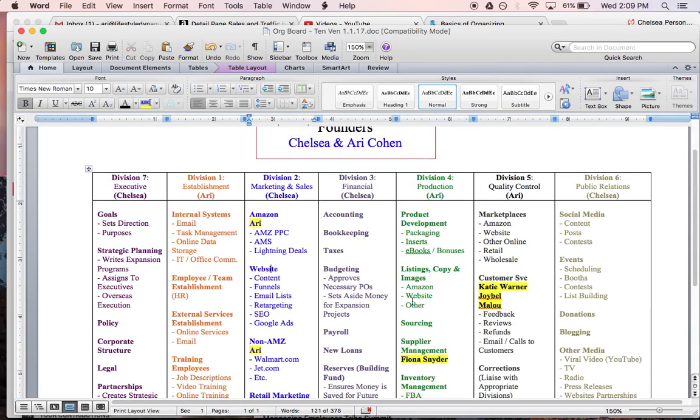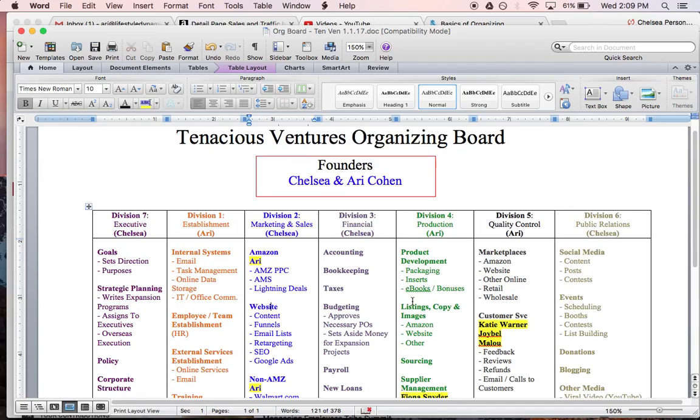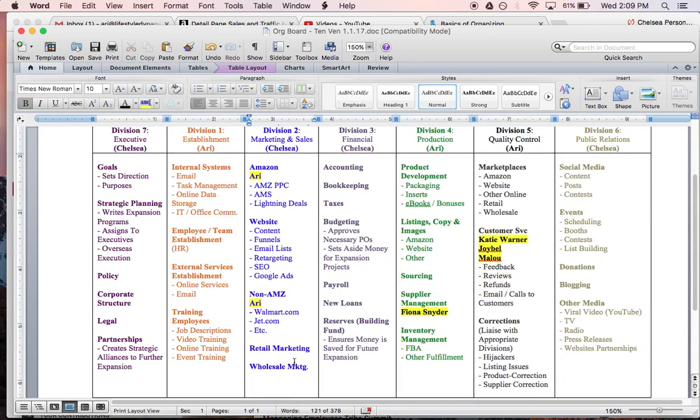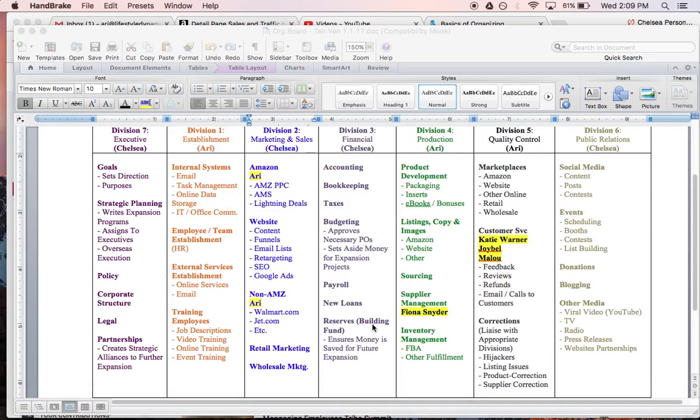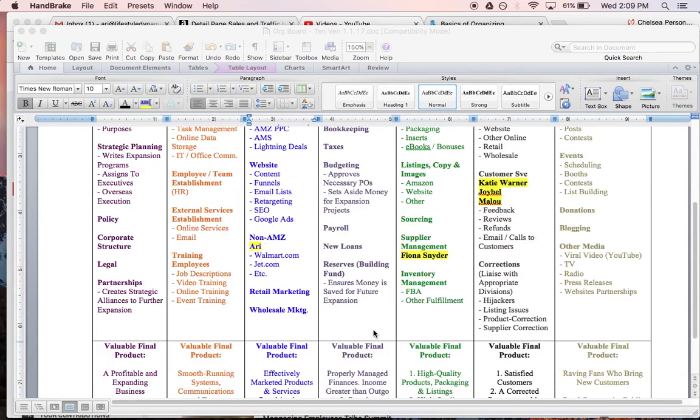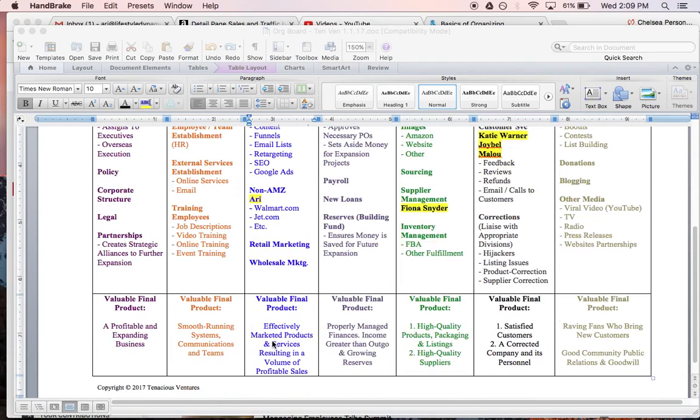Eventually, this org board is going to be posted up in a much nicer format, by the way. This is just a Word document in a nice format, posted up on a wall in an office where everybody can see it. Sorry, I was compressing a video, my previous training video that I just finished, and I don't want that bouncing around.